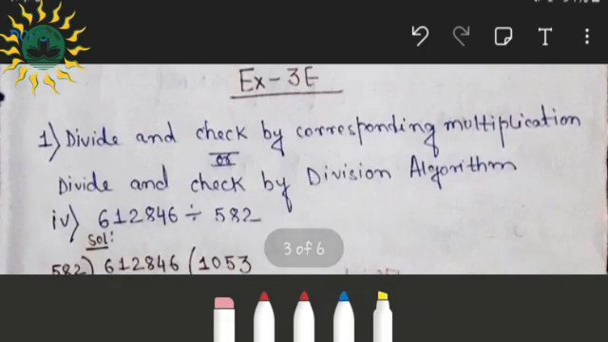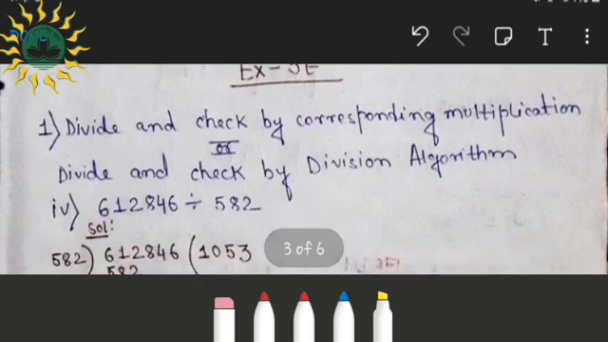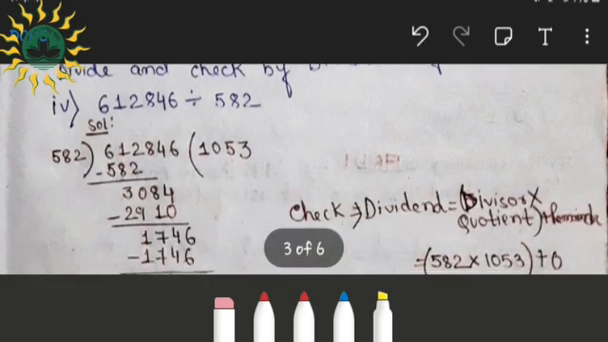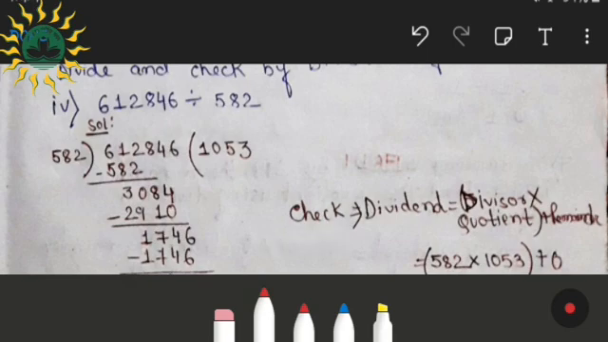Now exercise 3E. Divide and check by corresponding multiplication, or the same question can be given as divide and check by division algorithm. Means you have to apply that formula. First we need to divide normally, and then we will check if our answer is correct through the division algorithm formula. So here it's given 612846 divided by 582. So we are dividing this, normal division.